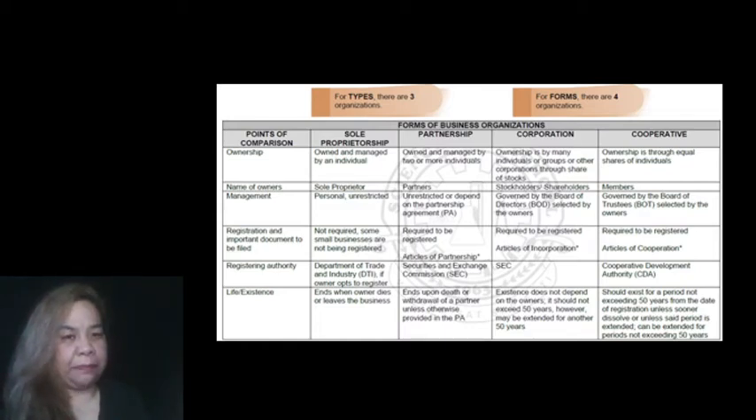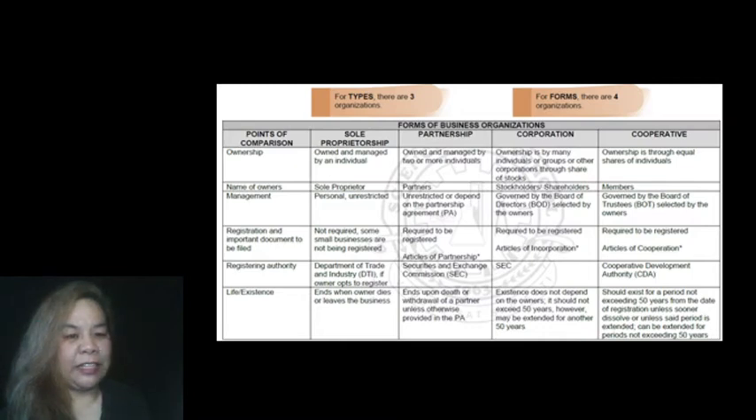For partnerships, it's different. Upon the death of a partner or upon the withdrawal of a partner, the partnership is dissolved. So if the other partners wish to continue with the business, they have to register the business again.